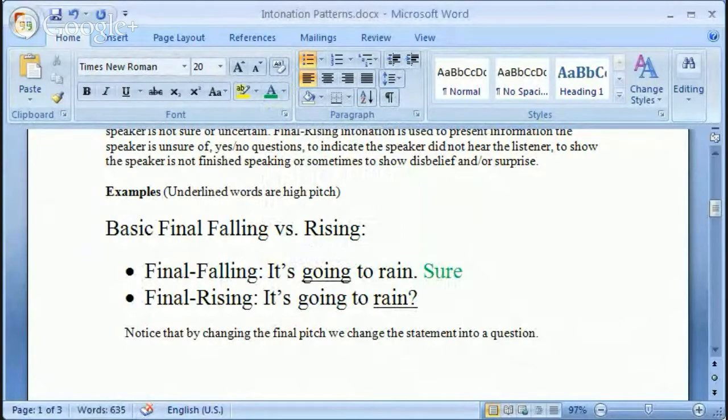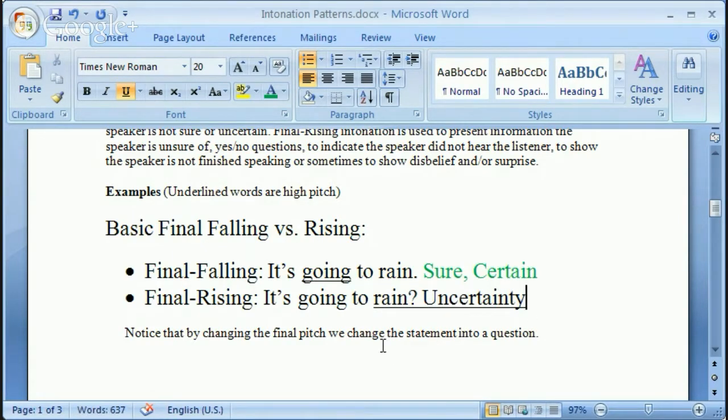Very good. I'm sure or certain. When I make a statement, this is one thing final falling intonation shows. It shows certainty or that you're sure of your statement. Also, it's a signal to the listener I'm done speaking. Well, actually both, final falling or rising. Final falling is a signal you're done speaking and of certainty. Obviously, the same word spoken with rising, Sophia is absolutely correct, shows uncertainty, which means it turns it into a question. Absolutely.